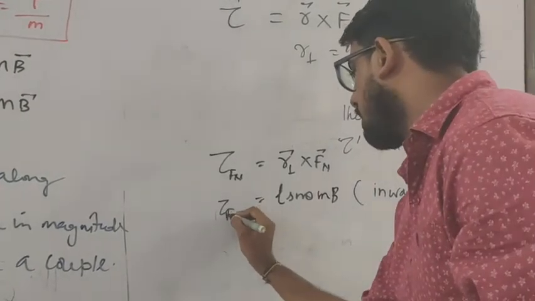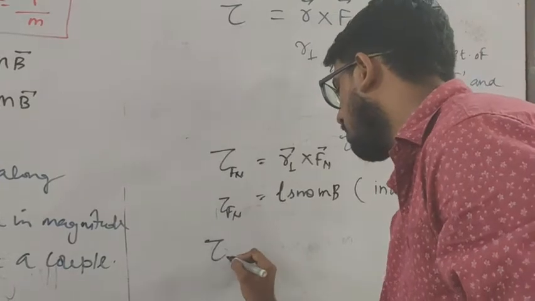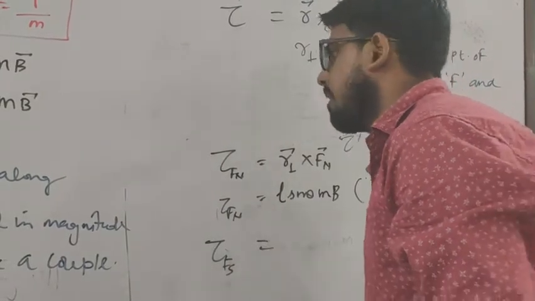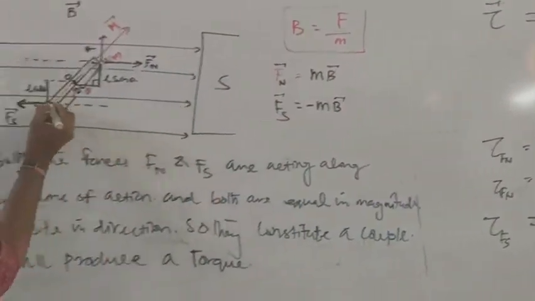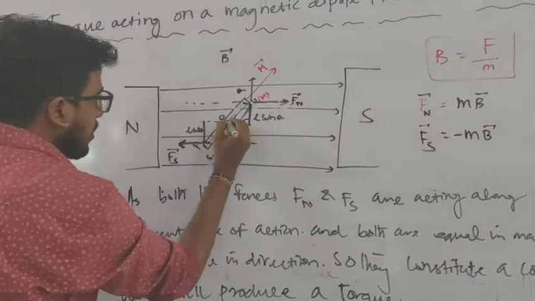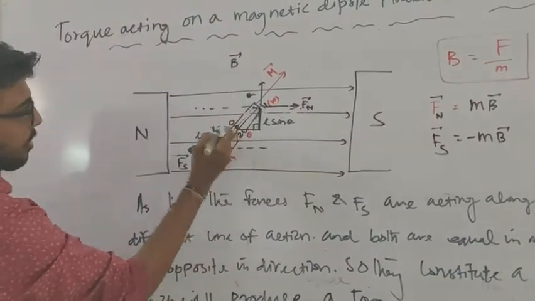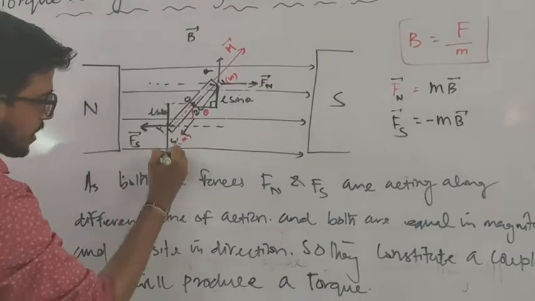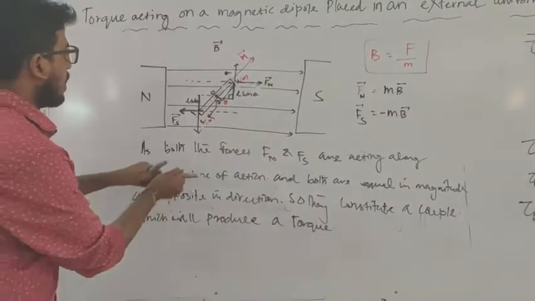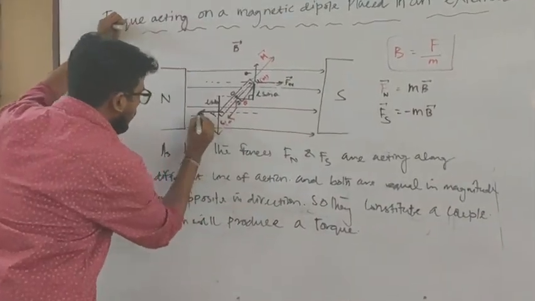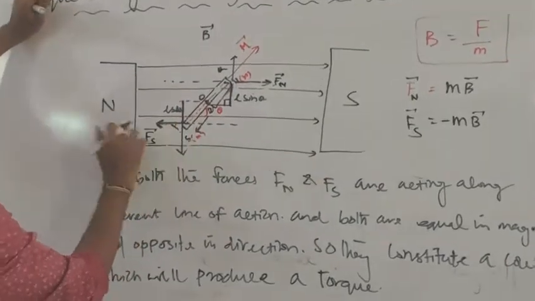Similarly, this is the torque due to force Fn. Now the torque due to force Fs will be how much? Here the force acts along this direction, and about this point we have to calculate the torque. From this, the perpendicular distance will be this. So now the torque due to force Fs, the force acting on the south pole, will be how much?